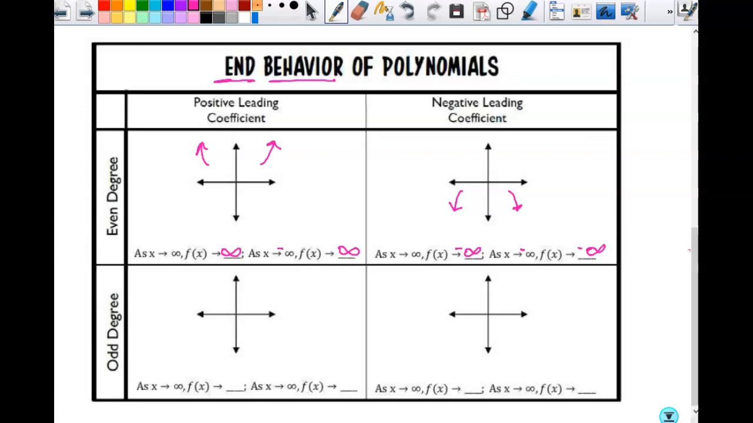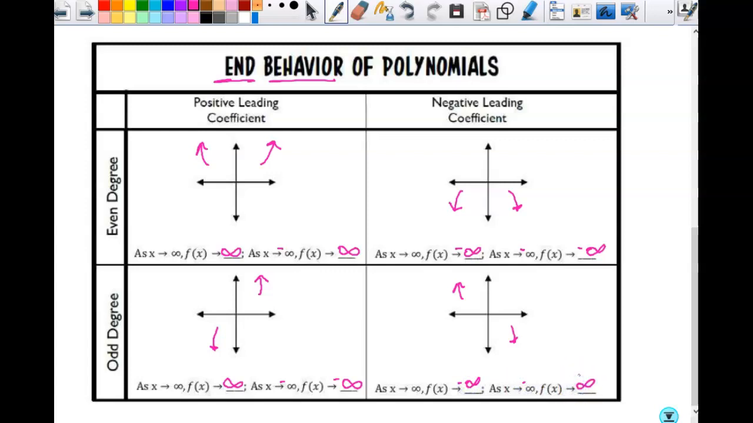So when we have a positive leading coefficient, a cubic would look like this. So as x approaches infinity, f of x approaches infinity. As x approaches negative infinity, f of x approaches negative infinity. Odd degree, negative leading coefficient. It's like that cubic was reflected in the x-axis, so it's going to be up, down. So as x approaches infinity, f of x approaches negative infinity. And as x approaches negative infinity, f of x approaches infinity.